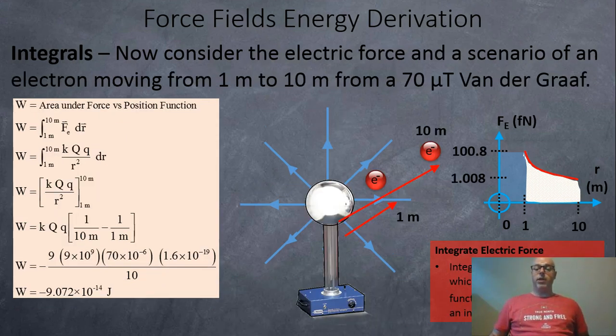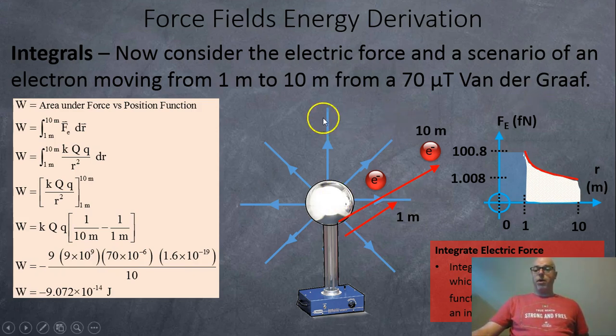The same thing happens when we do electric forces. Since the formula kq1q2 over r squared looks like GMm over r squared, we already know what we're going to get. It's a very similar situation. We're going to get kq1q2 over r for our energy equation.